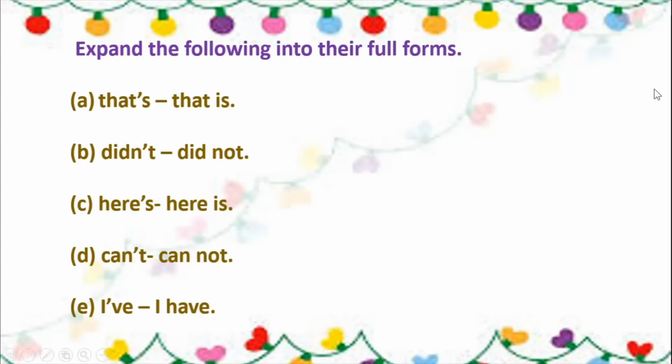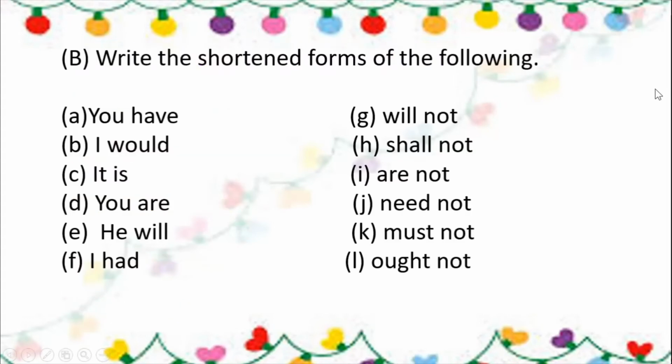Shortened forms. Shortened forms we also call contracted forms. So see, these are all the words that we have. You're supposed to write the shortened forms. I will give you around 6 answers and the remaining 6 is an assignment for you.